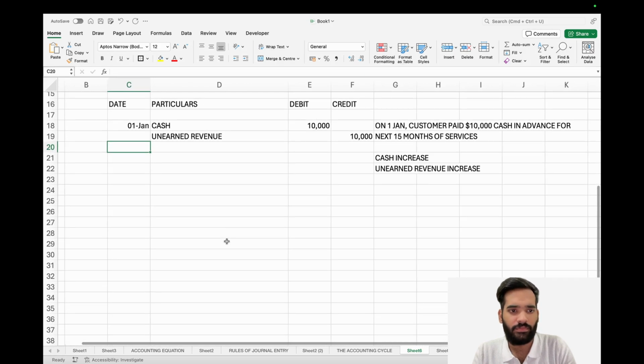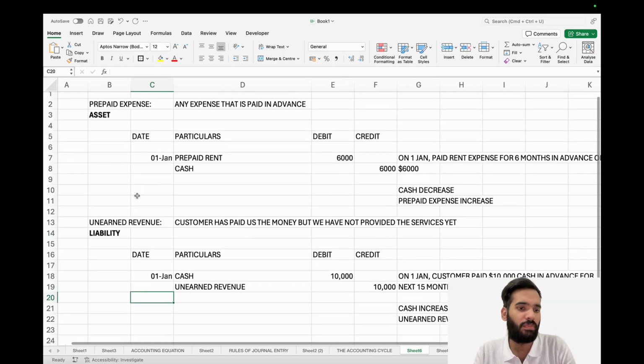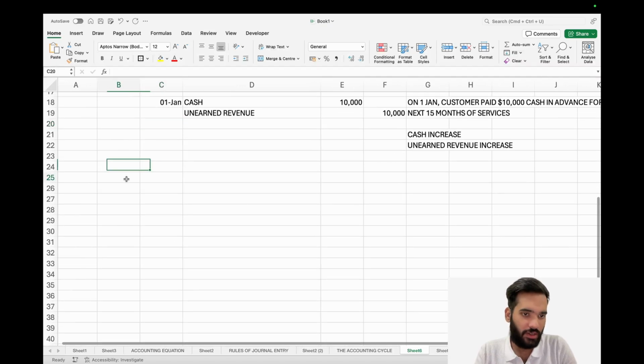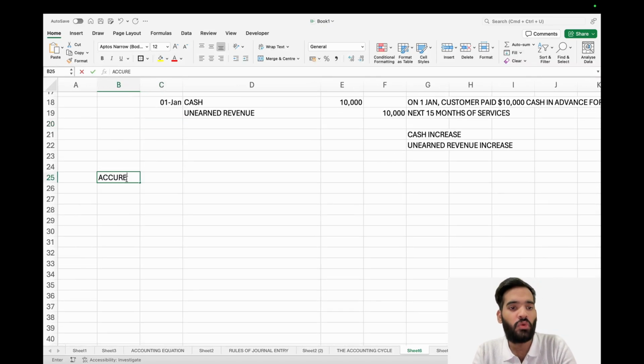Okay. So once we have covered the prepaid expense and unearned revenue concepts, we have the third thing to talk about, something called accrued expense.